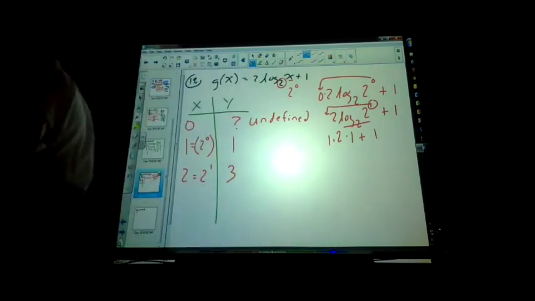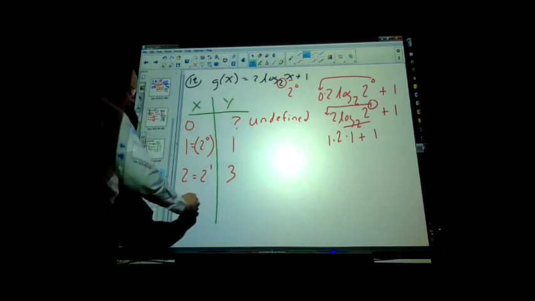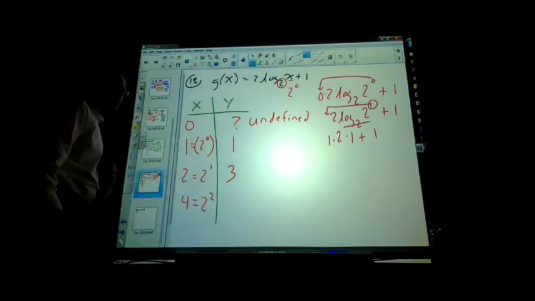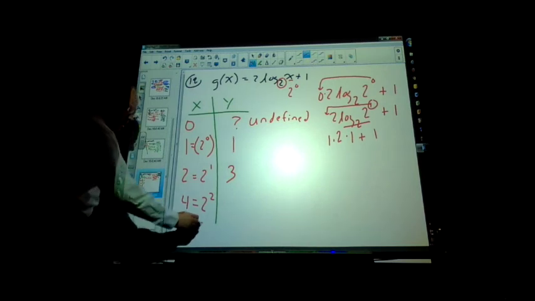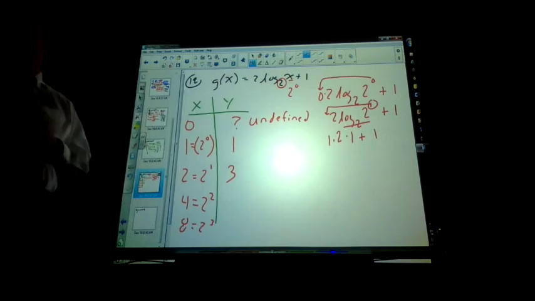Okay? Now let's do the next one. What's another base 2 number? So 4 I agree with. 4 is the same thing as what? 2 to the second. And what would the next one be? 8 is 2 to the third. 16 is 2 to the fourth, so on and so forth.